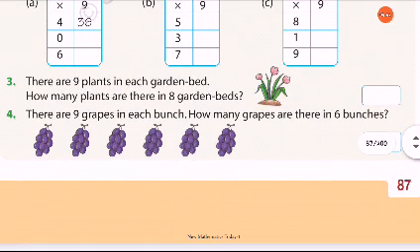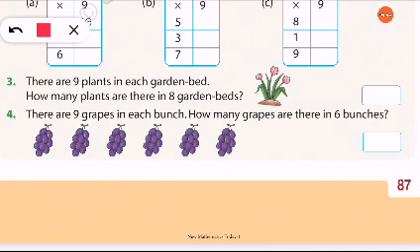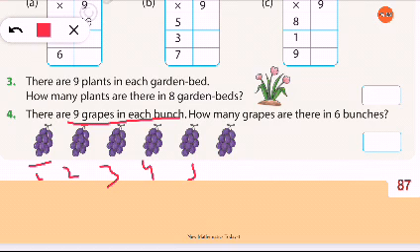Now next question. There are 9 grapes in each bunch. In one bunch of grapes there are 9 grapes. So how many bunches are there? 1, 2, 3, 4, 5, 6. Okay, so how many grapes are there in 6 bunches?